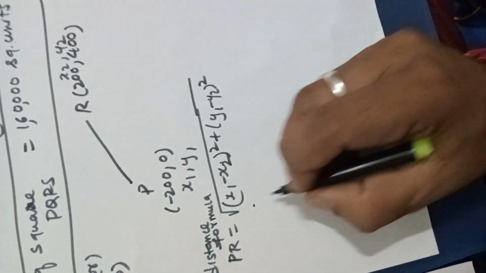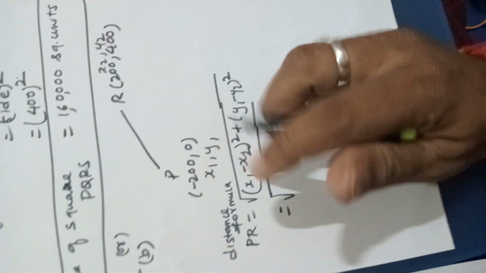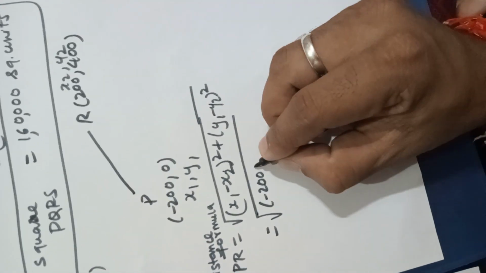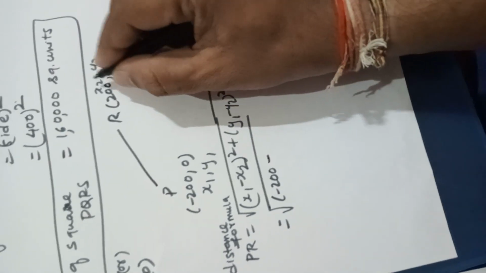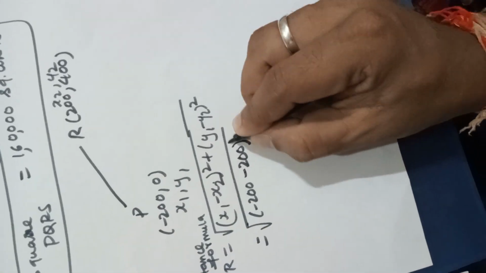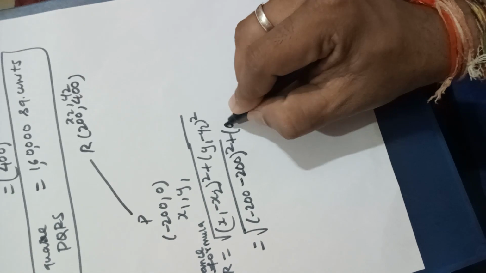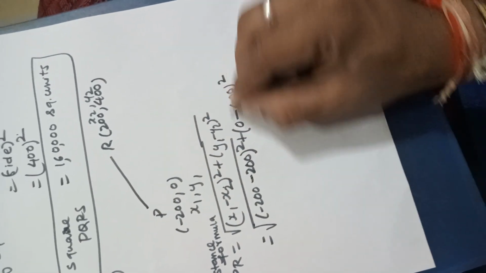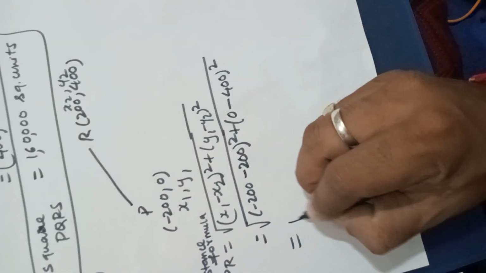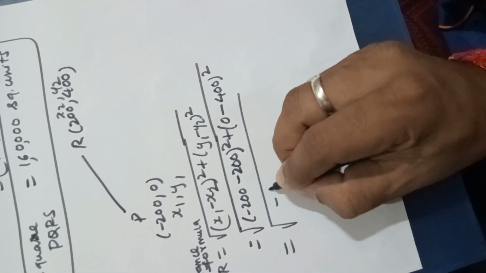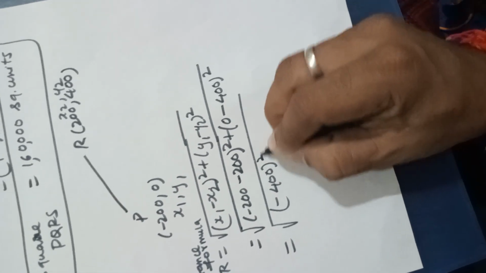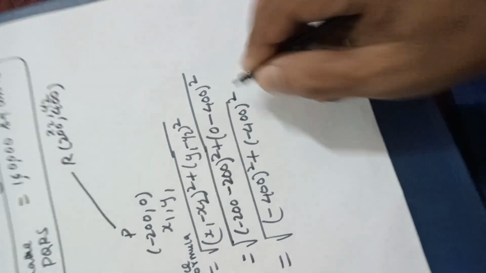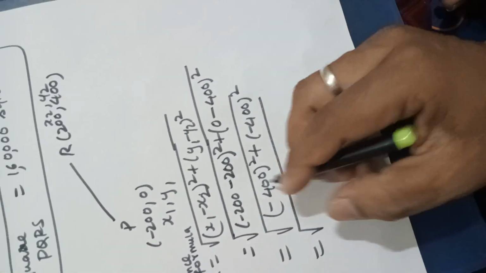Anyways, so what is the value of x1 here? x1 is minus 200. What is the value of x2? That is 200, whole square, plus y1 is 0 minus, what is the value of y2? It is 400. So this is under square root. So this will be minus 200 minus 200 is minus 400, and 0 minus 400 is minus 400. So like this, this will be a square of a square.